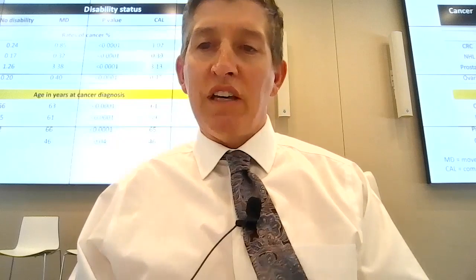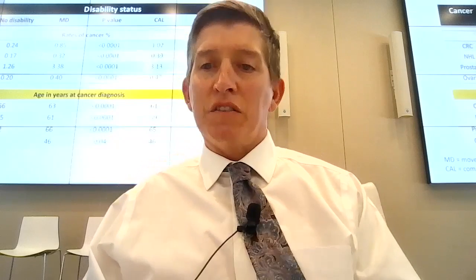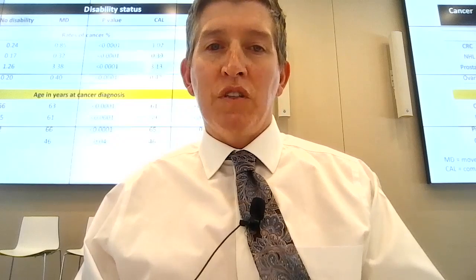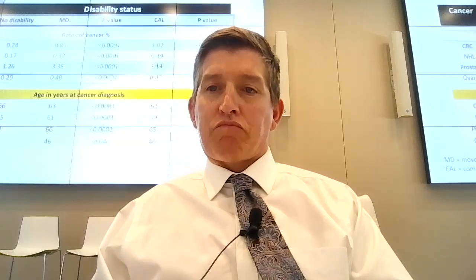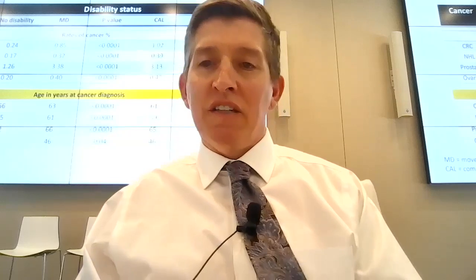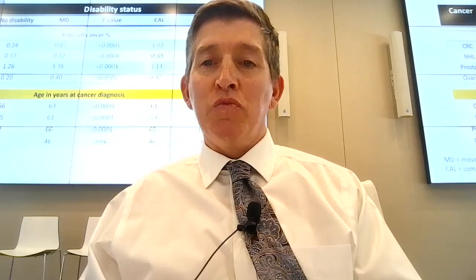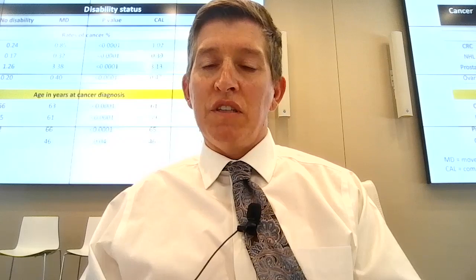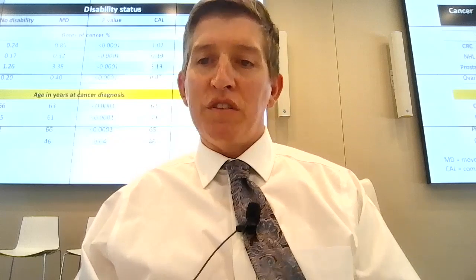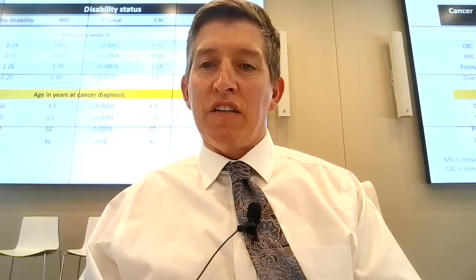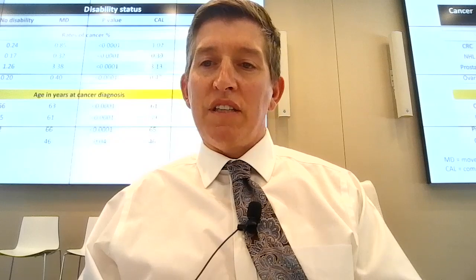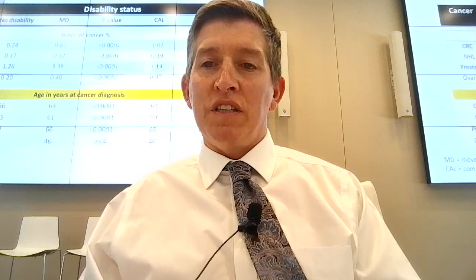And so on the left side, we have the 4 different types of cancer. On this top row in gray, we have disability status. So the first column is no disability. Next, movement difficulty. And then CAL is complex activity limitations, along with their respective p-values. And the rates of cancer are in the data table in blue. And you can see that for each of the cancers, the rates are higher for those with movement difficulties and CAL compared to those without disabilities.